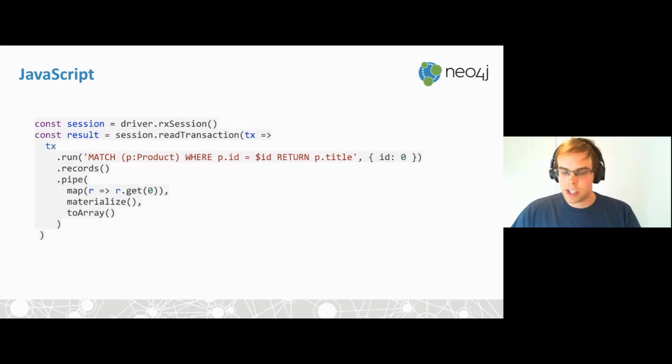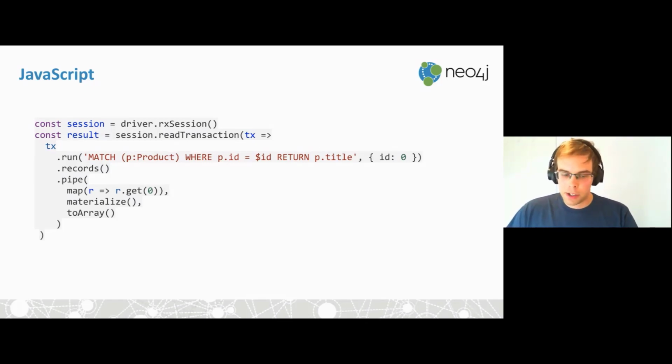Right, so to this read transaction, we pass in a transaction function, and on that transaction function, we run this Cypher statement: match product where the product ID is equal to something, in this case 0, and we return the title from that node. Next we do this .records, which is returning an observable that exposes each record returned by the executing query. And observable is Reactive Extensions language for publisher, essentially.